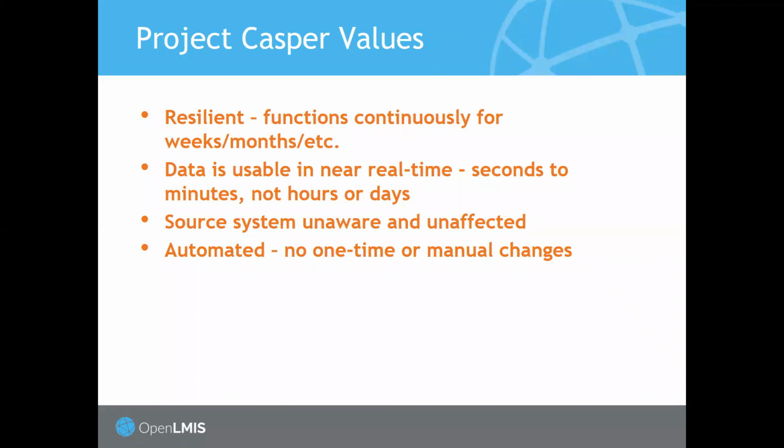Another value is that the source system, meaning the version 2 system or an earlier version, is unaware that this sort of data flow is happening, and it's unaffected. So no changes need to be made to ELMIS. And the last one is that it's automated: we don't have to do any kind of one-time or manual changes to a system or some sort of tweak. The whole process is automated, and any changes would go through the whole automated process.